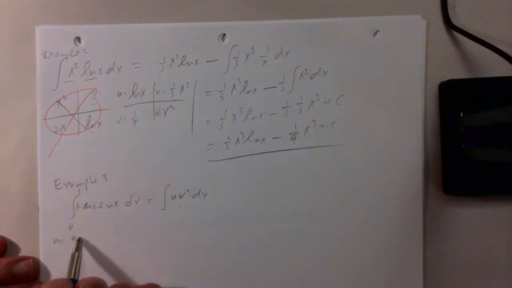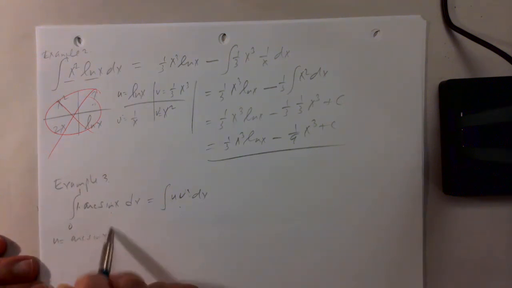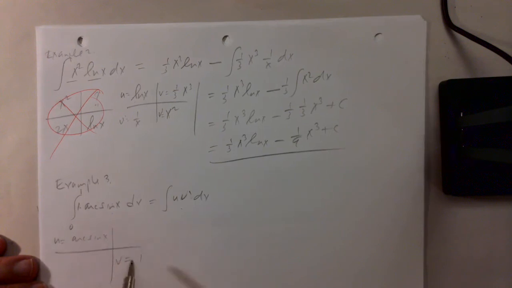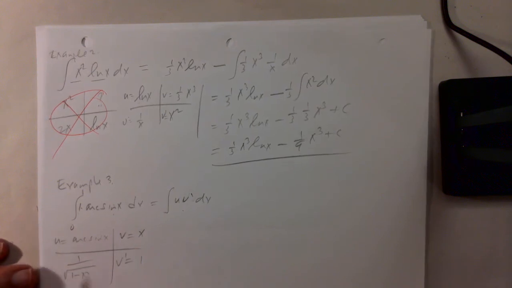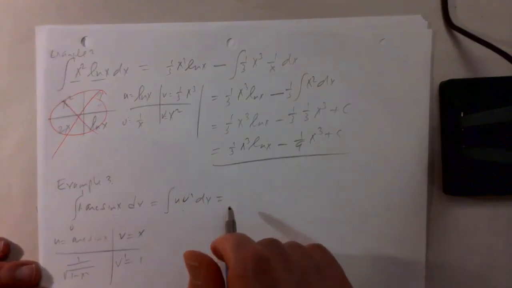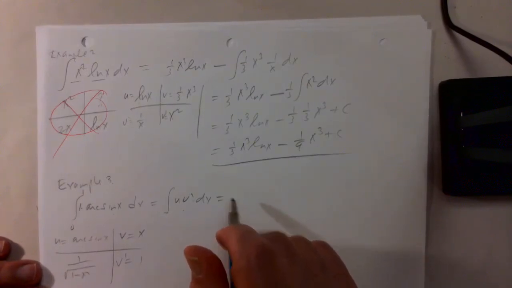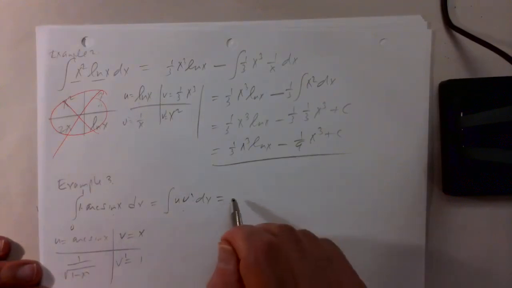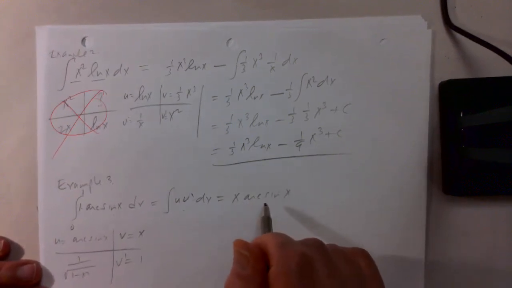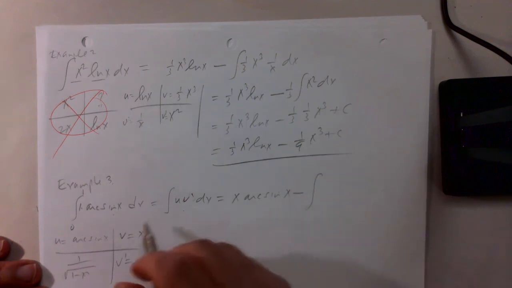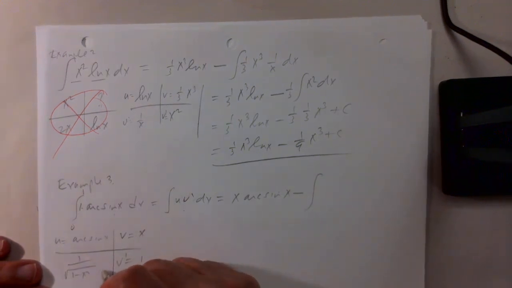If I let u equal arc sine of x and v prime equal 1, the antiderivative of 1 is x. Derivative of arc sine is 1 over the square root of 1 minus x squared. So this is equal to u times v, x, arc sine of x, minus the integral of v du.